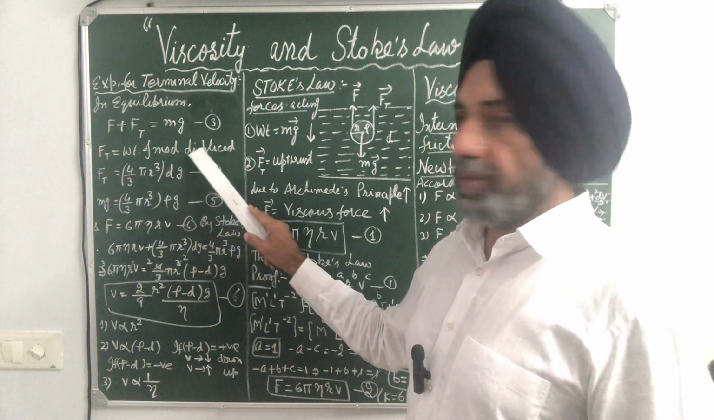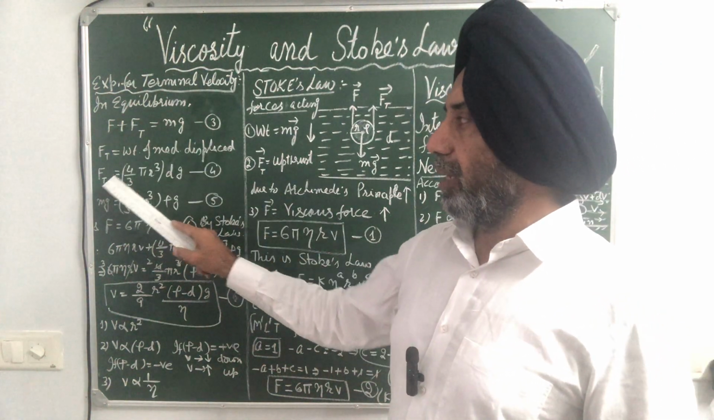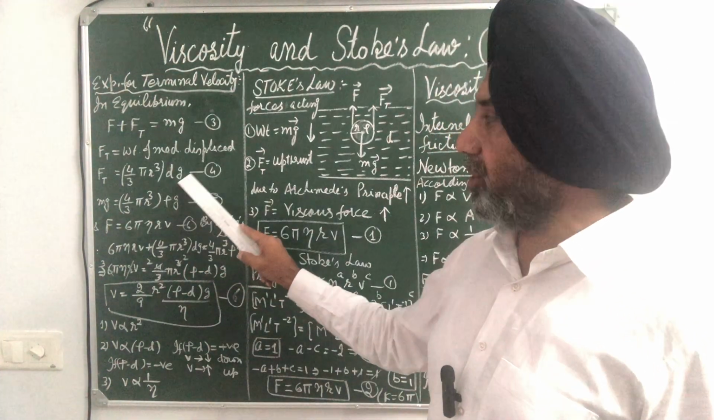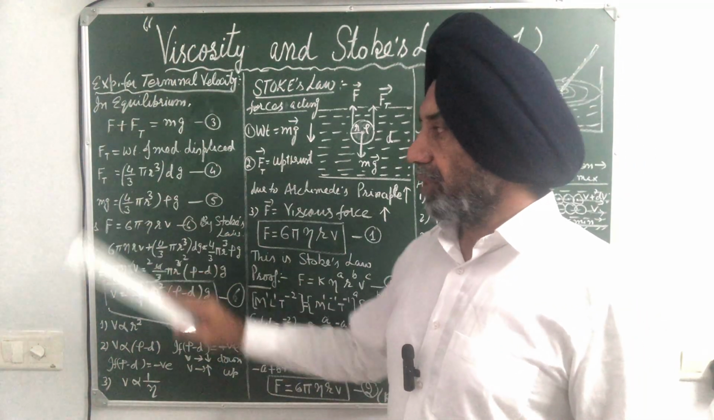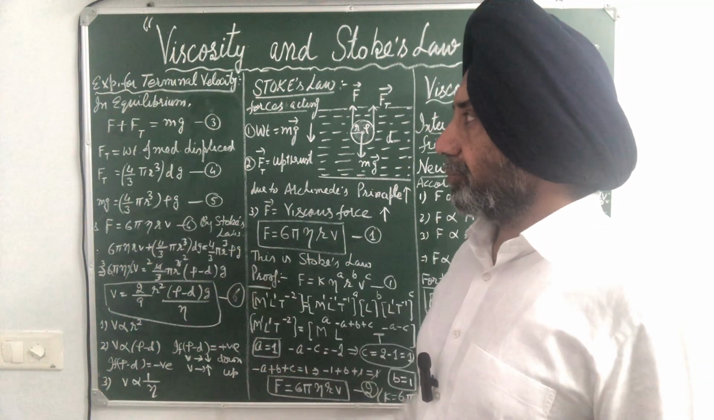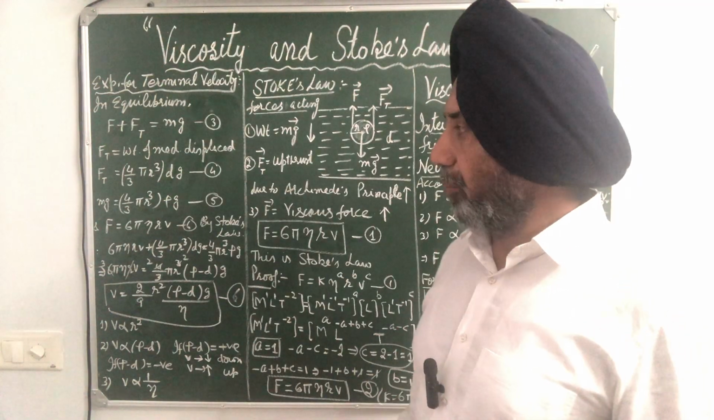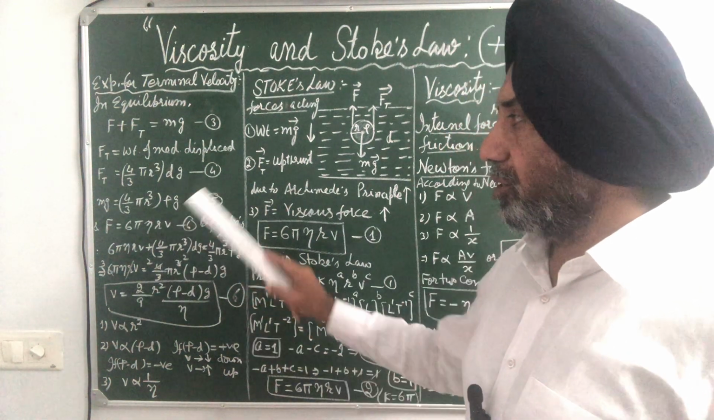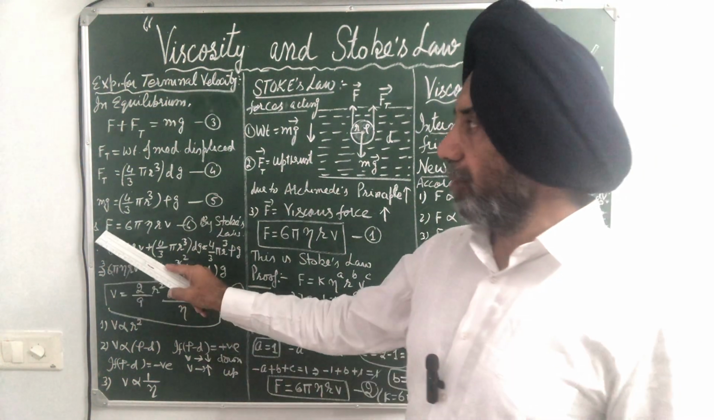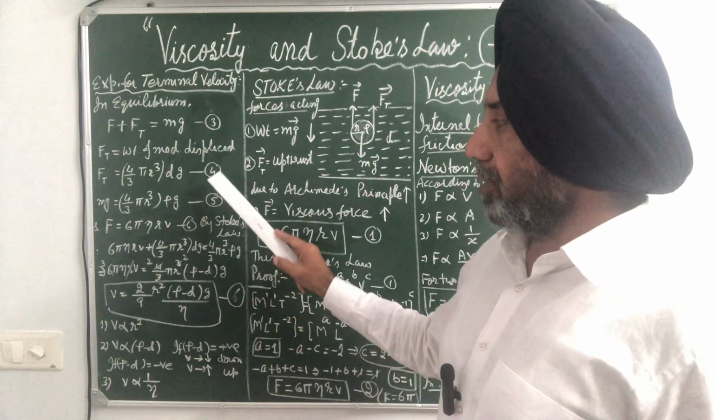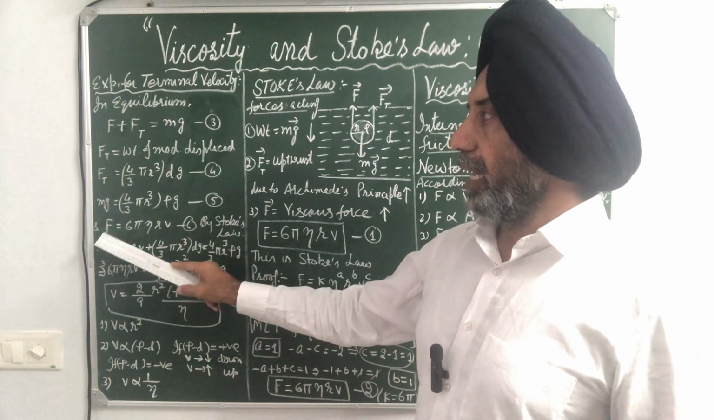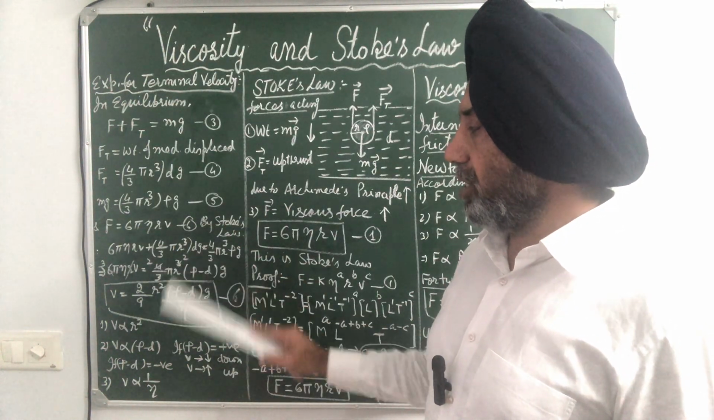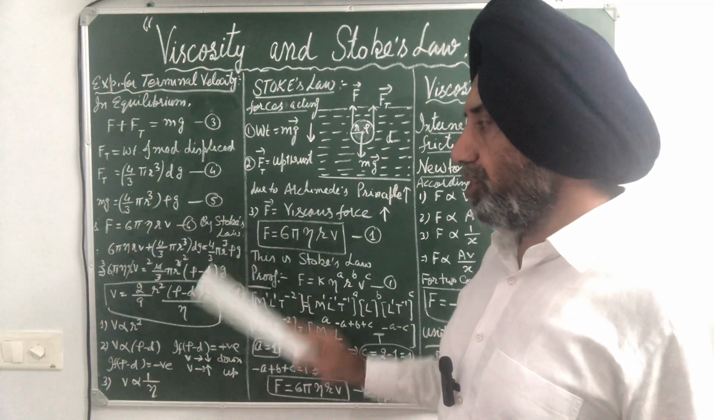where Ft is equal to the weight of the medium displaced, which is given by 4 by 3 pi r cube, the volume of medium displaced, into d, the density of the medium, into g. Equation number 4. mg is the weight of the body, a spherical body: volume 4 by 3 pi r cube into rho, the density of the material of the body, into g. So this is the fifth equation. And by Stokes law, F is given by 6 pi eta rv, and substituting the values of Ft, mg, F in equation 3, we have 6 pi eta rv plus 4 by 3 pi r cube dg is equal to 4 by 3 pi r cube rho g.